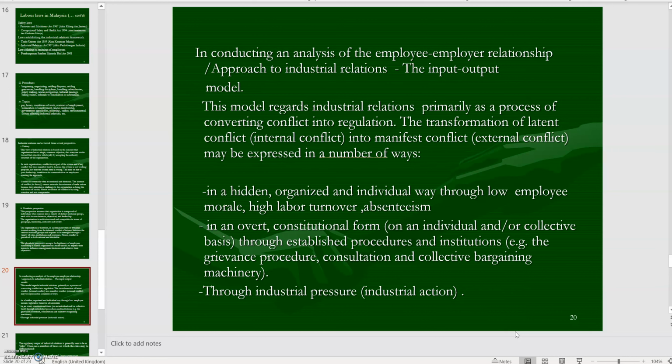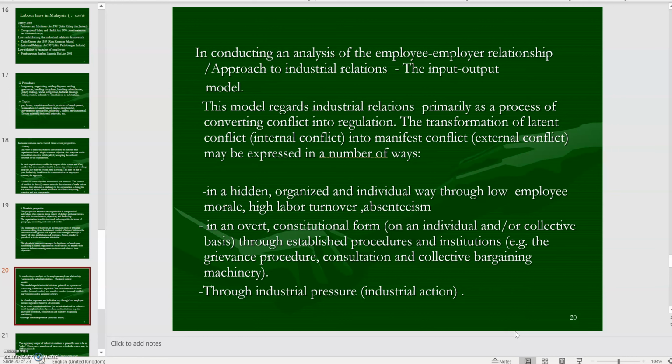And also, in conducting analysis, the theory towards IR, one of the theories or models used in IR is the input-output model. Okay, so this model regards industrial relations primarily as a process of converting conflict into regulation. How do you manage conflict? How do you resolve conflict? It is by converting it into a regulation, because regulation will usually solve or manage conflict so it doesn't spiral out of control.